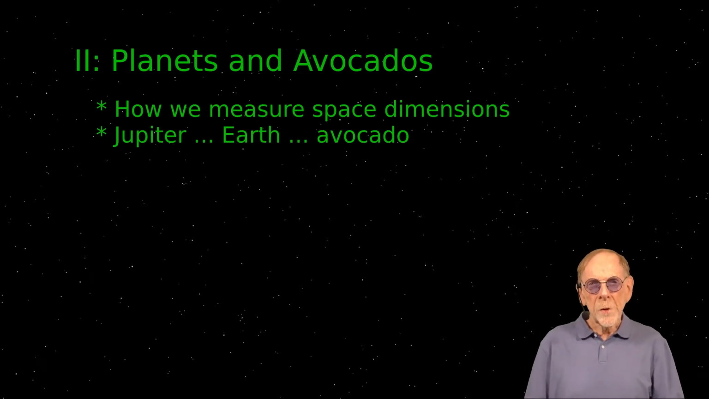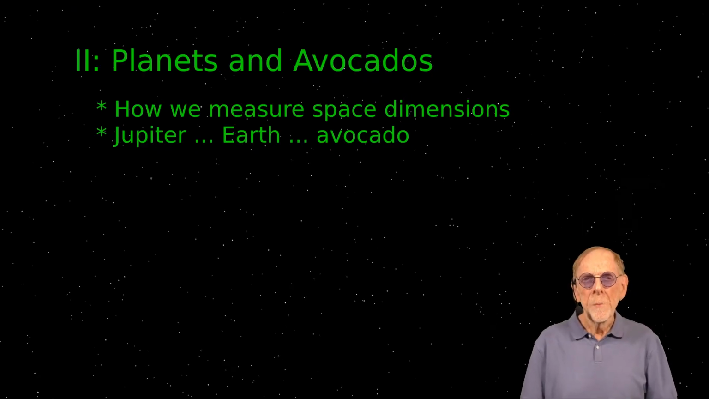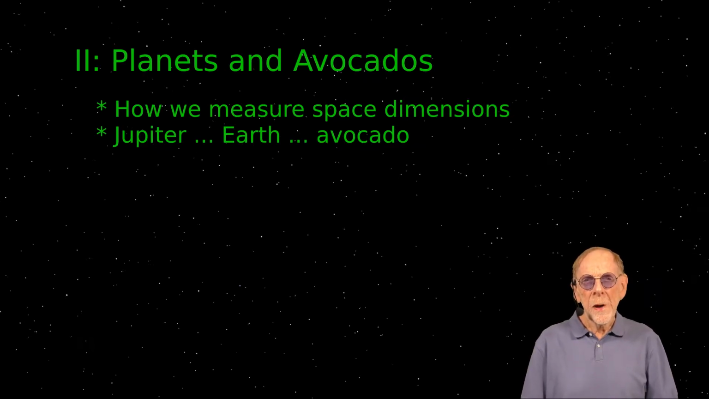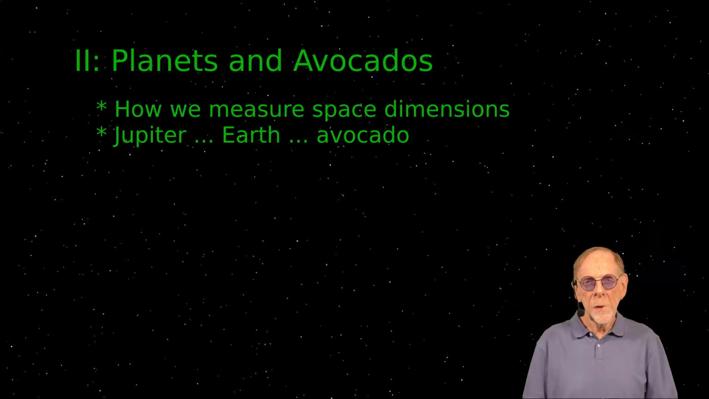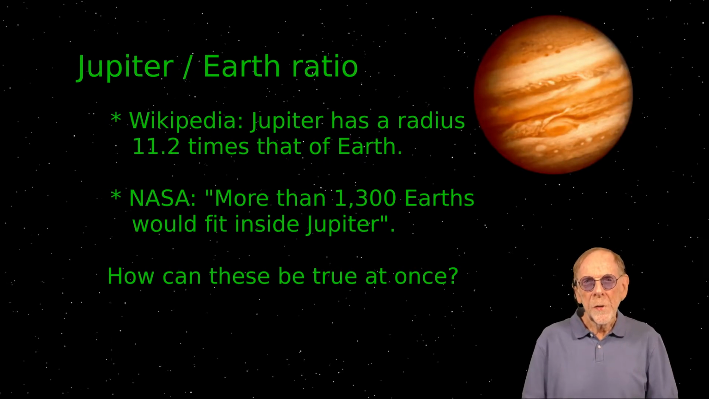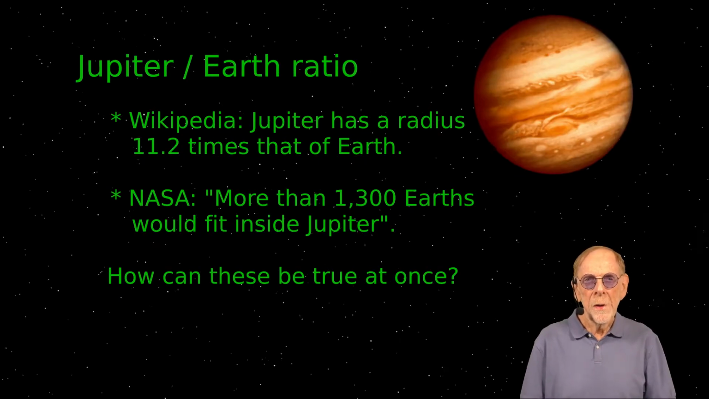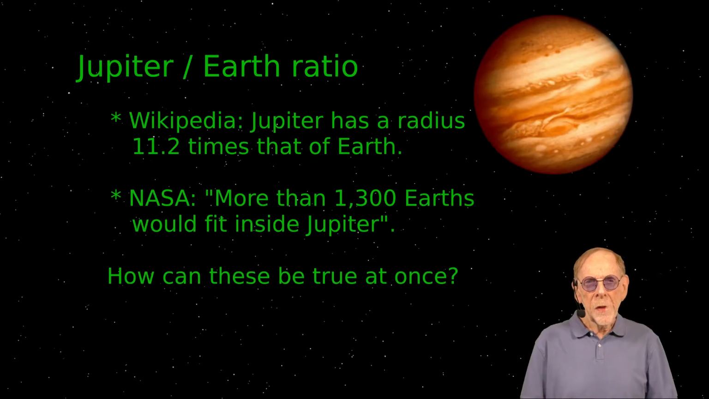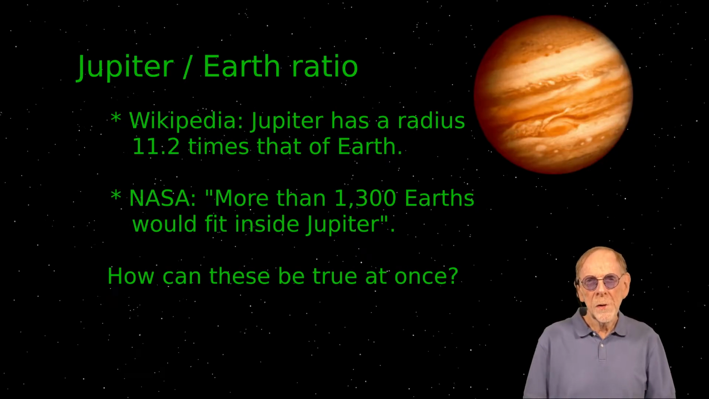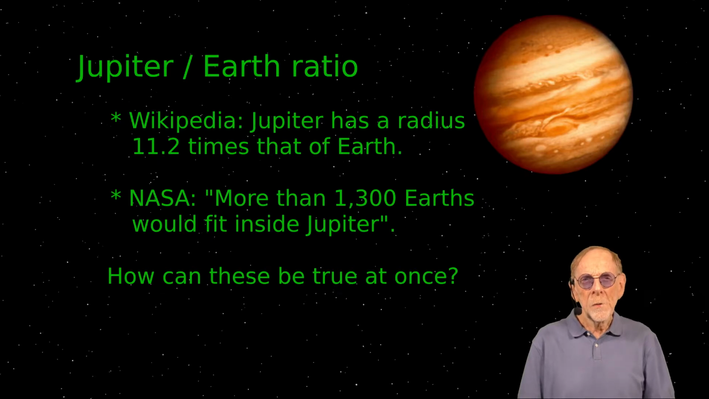Before exploring four-dimensional space-time, let's examine the three space dimensions. How do we describe celestial bodies? Example, how does Jupiter compare to Earth? On the Wikipedia Jupiter page, they say Jupiter has a radius 11.2 times that of Earth. But on the NASA page, they say more than 1,300 Earths would fit inside Jupiter. How can both these numbers be true at once?